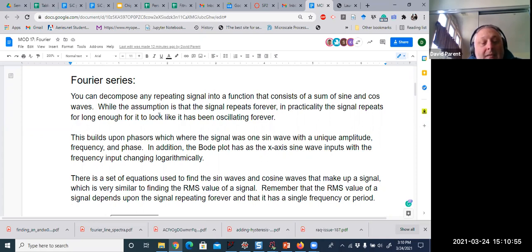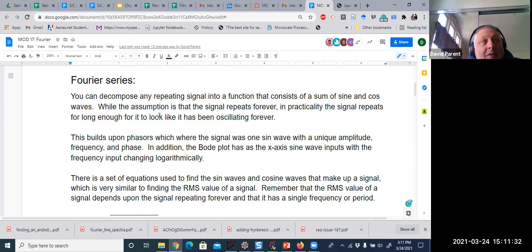But this content really builds upon phasors. I didn't assign it in the book, but the beginning of the chapter starts with phasors, right? And if we recall, a phasor is just a sine wave with an amplitude and phase that repeats forever. And if that's true, we can put it into a linear system, such as a low or a high pass filter, and we can find the magnitude and phase of the output, right?